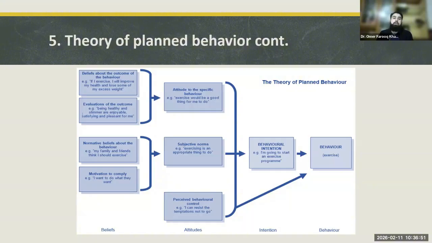And subjective norms are exercising is an appropriate thing to do. People also think that exercising is good. And perceived behavior control is I can resist the temptations not to go for exercise. So this is behavior control, because when you have very good self control, when you have impeccable discipline in your life, then your perceived behavioral control is very good. The higher performing athletes have very good perceived behavioral control.